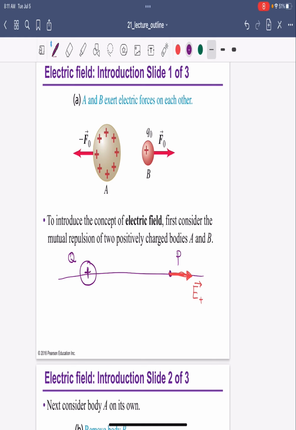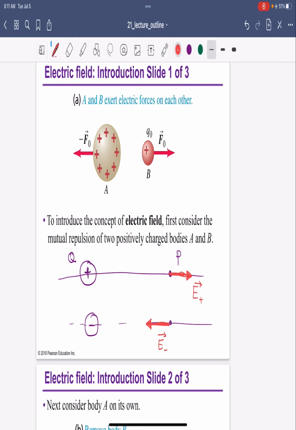And if there is a negative charge, again my test charge is going to be located here, and what is it going to feel? It's going to feel the electric field in this direction.